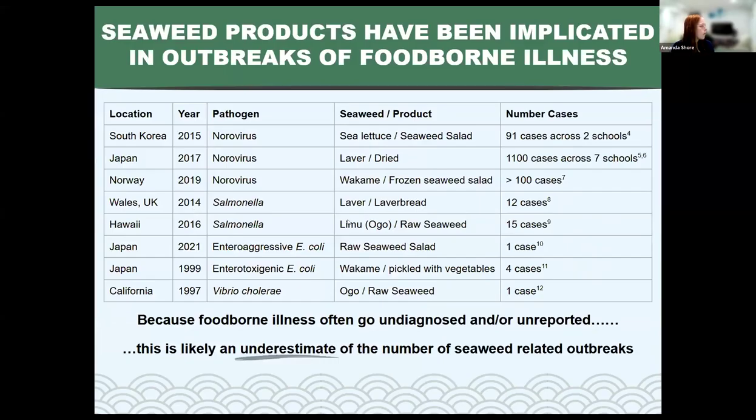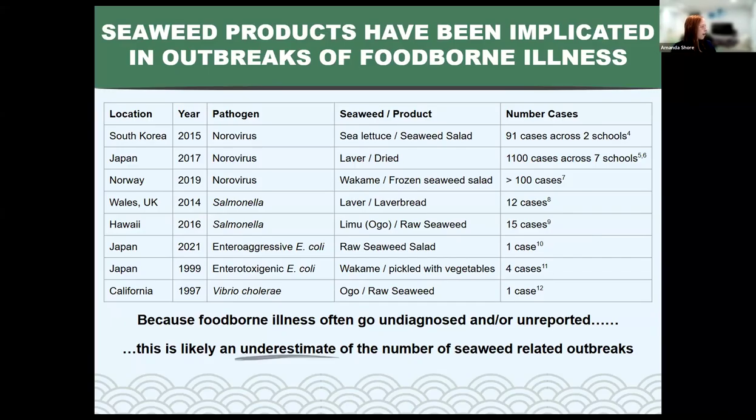All right, so what we do know about outbreaks associated with seaweed products is there have been some outbreaks in the past in different parts of the world. We see mostly norovirus, salmonella, and some more toxic strains of E. coli being the cause of some outbreaks. And we've just outlined these here in tables.